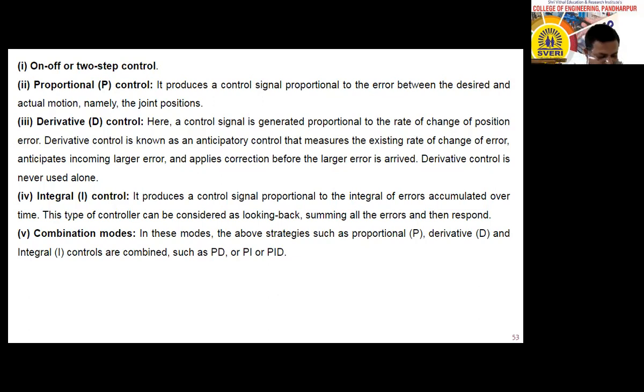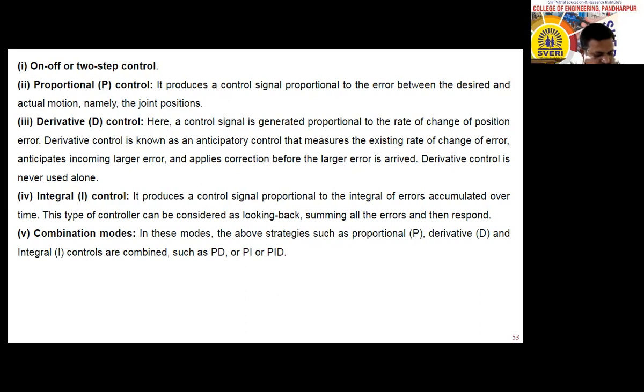Then derivative control or D control. Here a control signal is generated proportional to the rate of change of position error. Derivative control is known as an anticipatory control that measures the existing rate of change of error, anticipates incoming larger error and applies correction before the larger error arrives. Derivative control is never used alone.